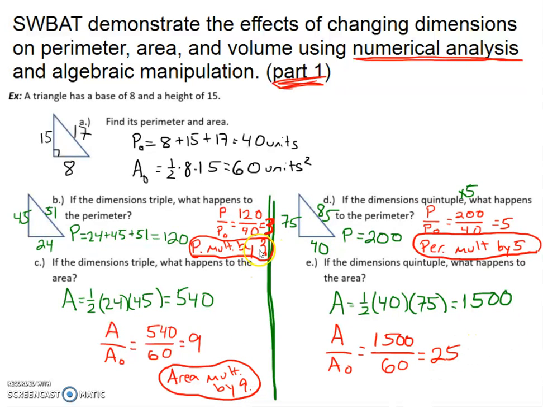You probably noticed 3 squared is 9, 5 squared is 25. This pattern is going to hold up, and even though I'm going to ask you to show work, that doesn't mean that you can't predict the answer before you start. So our answer to this one is that the area has been multiplied by 25.